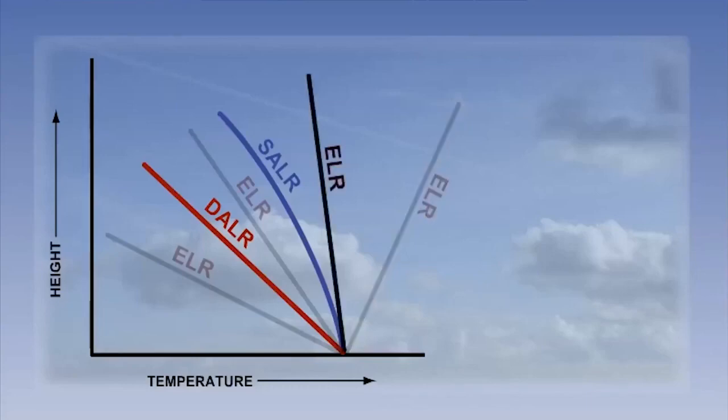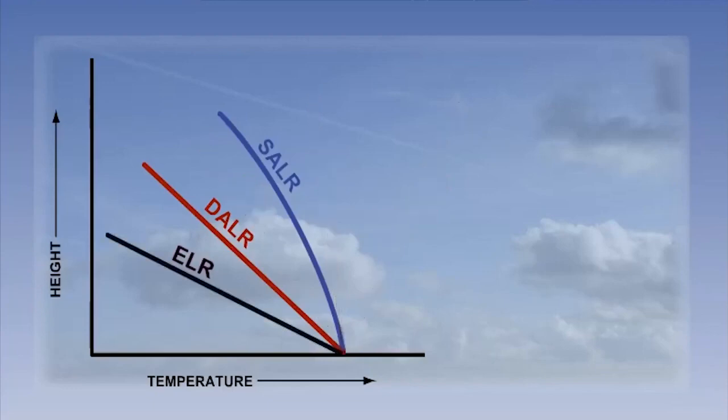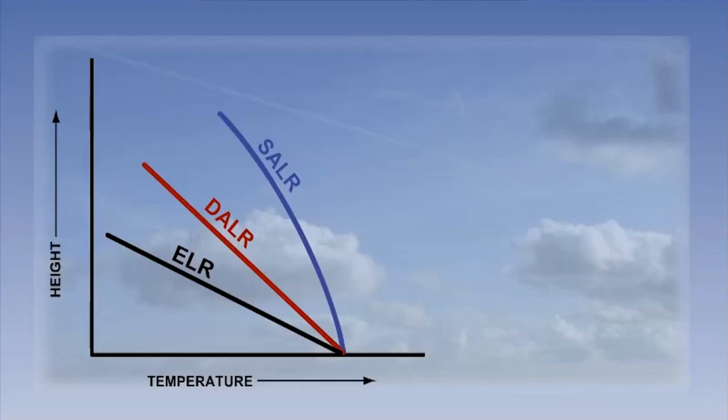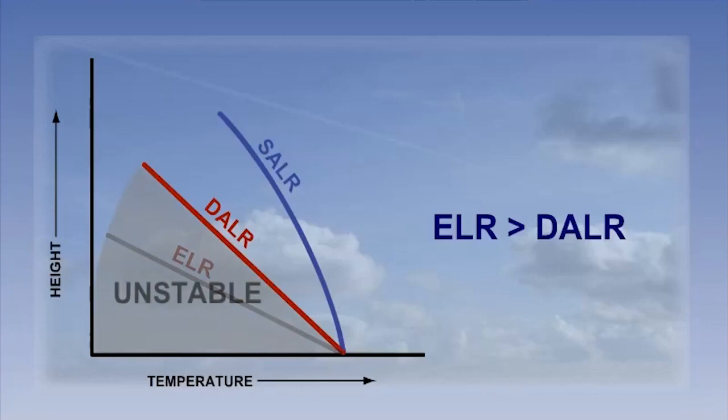The position of the ELR in relation to the other two lines, namely the DALR and the SALR, determines how we classify the stability of the atmosphere, as you might expect. Because we are considering both the DALR and SALR, the temperature and the humidity have a say in this classification. So, if the ELR is greater than the DALR, then the atmosphere is defined as being absolutely unstable.